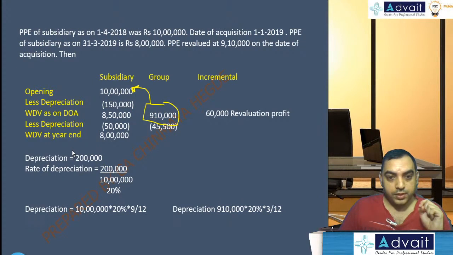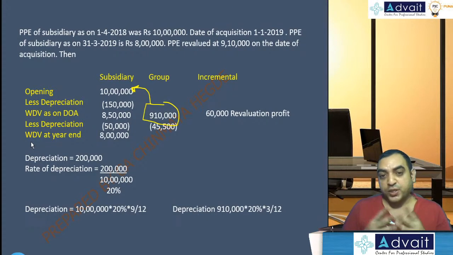One, two, three, four. Date of acquisition, NCI share of pre-acquisition profits. Okay, I'll quickly tell you the NCI share of pre-acquisition profits. 2 lakh was the reserves, and then they made a profit of 2,20,000 at year-end. So the incremental profit is 20,000.